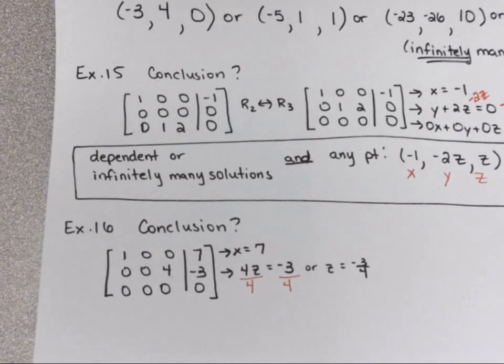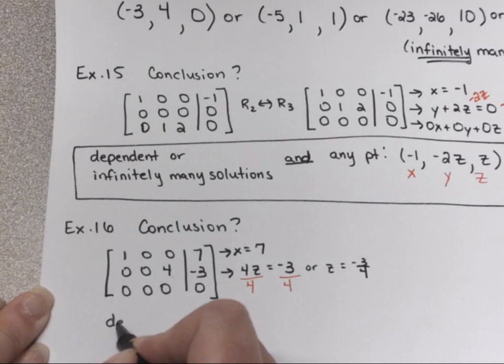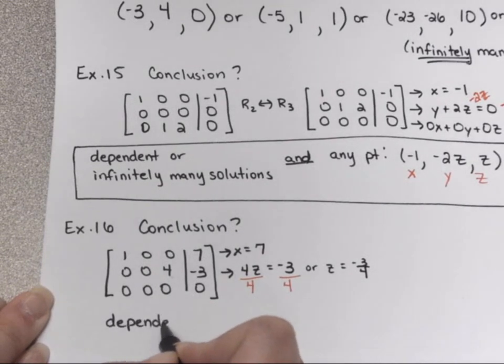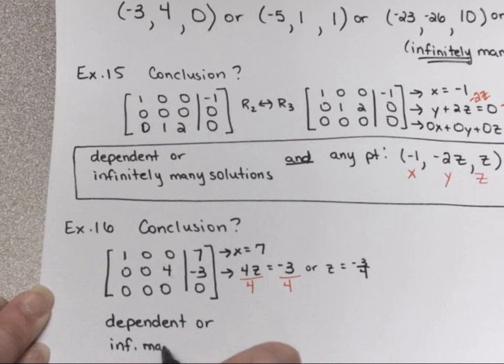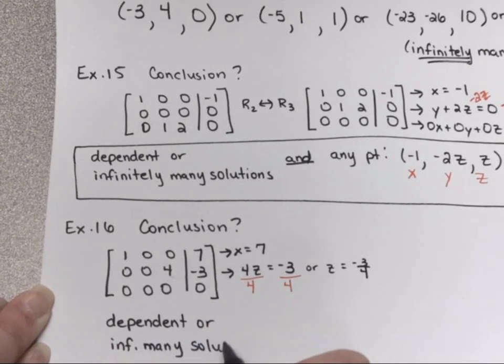So what's the only thing that isn't really talked about? I know what x is. I know what z is. What's not talked about? Y isn't talked about, right? So this is dependent, or infinitely many solutions. But kind of like the last one, some of my values are set.